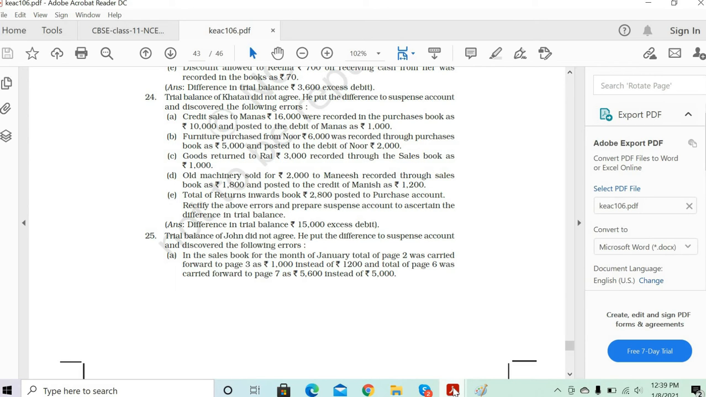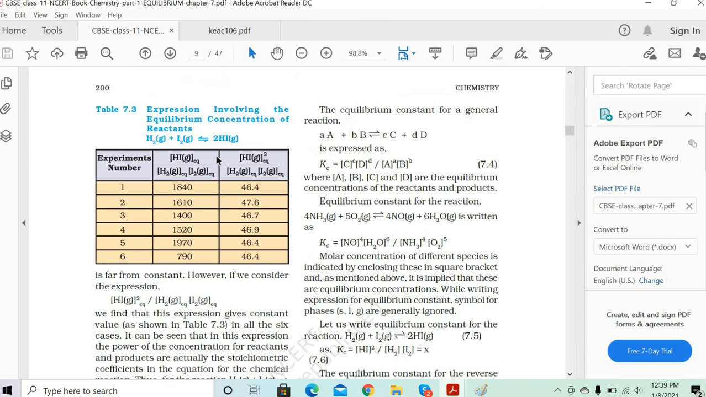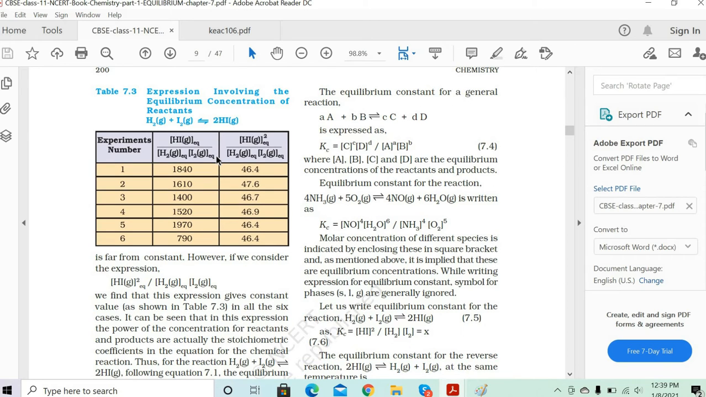Okay, so here I want to tell you one more thing in this case, table 7.3. If we just look at table 7.3, we have the expression involving the equilibrium concentration of the reactants and products. Now, in the first column, we have just taken the concentration of HI divided by the concentration of H2 into I2. But in the second column, the concentration of HI was squared, and the concentration of H2 and I2 was the same. Correct?